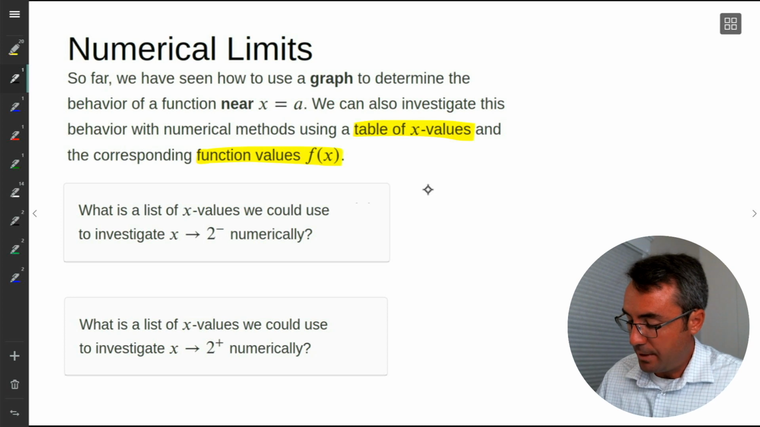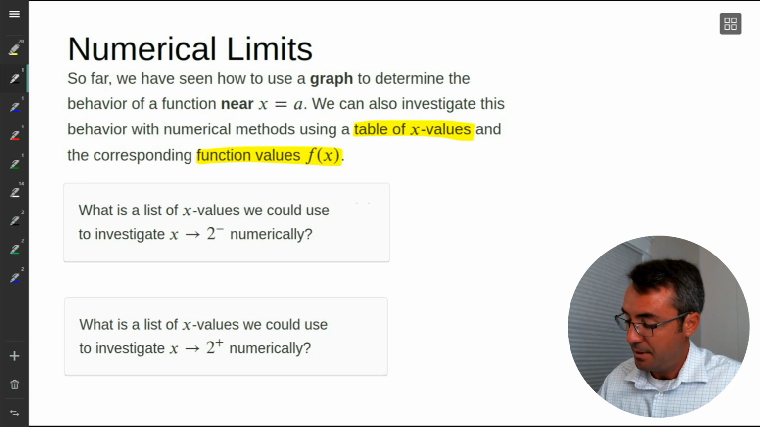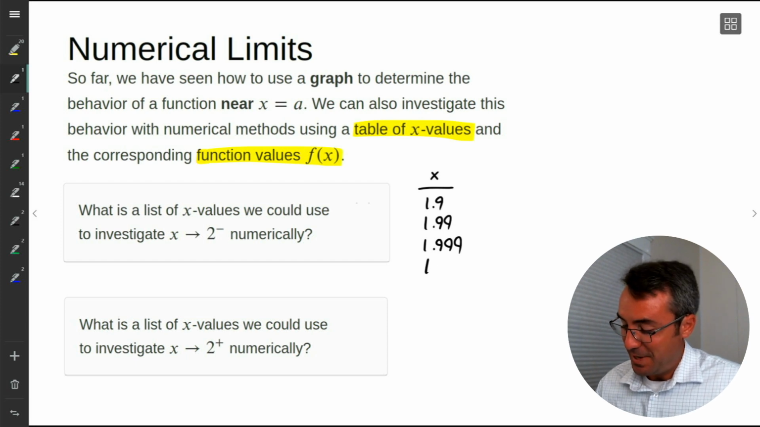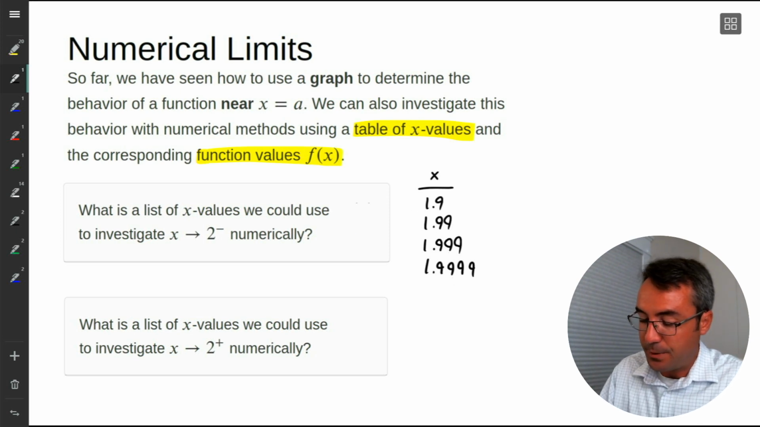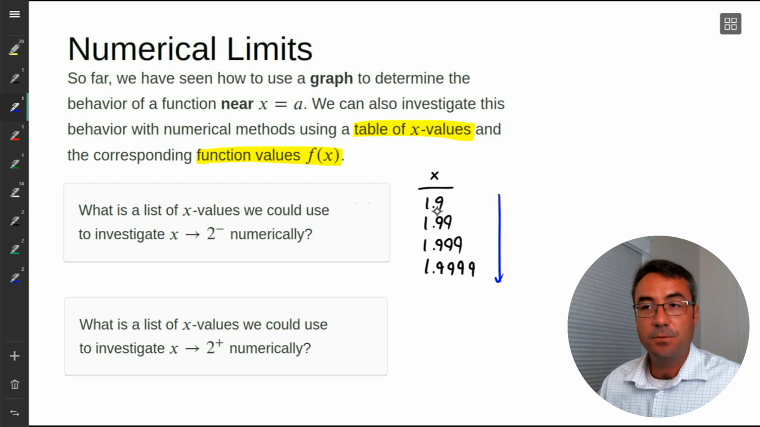So what's a list of x values that are going to be close to 2 but just slightly smaller? And one example of this, by no means is this the only list that we could come up with, but we might have something like 1.9, 1.99, 1.999, one more, 1.9999. Sure. So as we read down this list, what's happening? The values here are close to the number 2, but they're all just slightly smaller. And as we read down this list, they're getting closer and closer to the number 2.